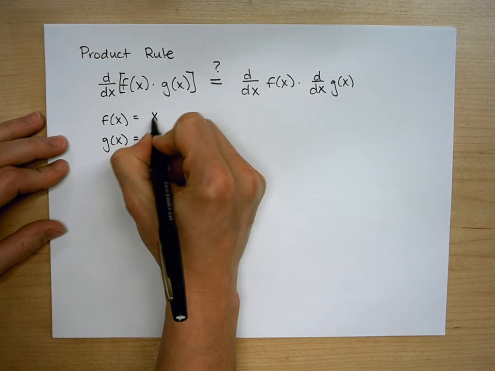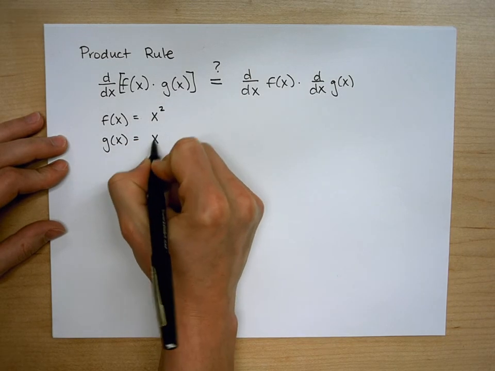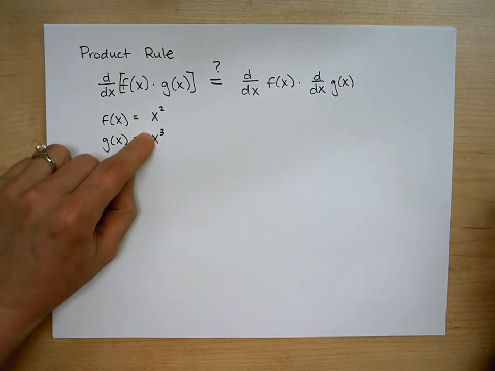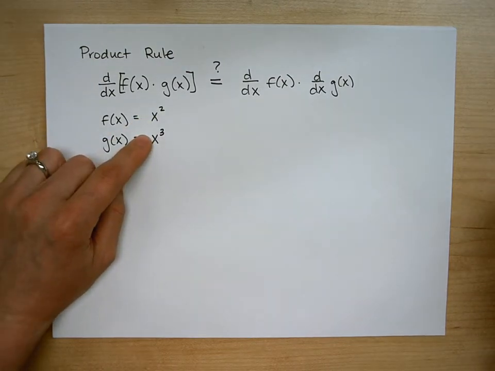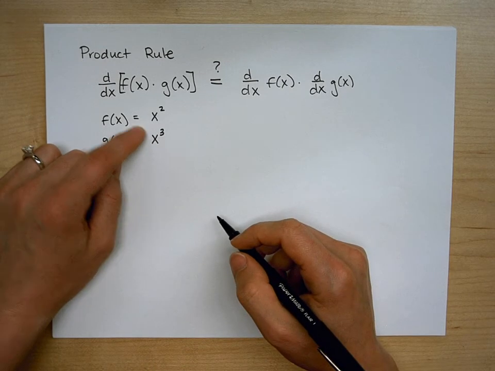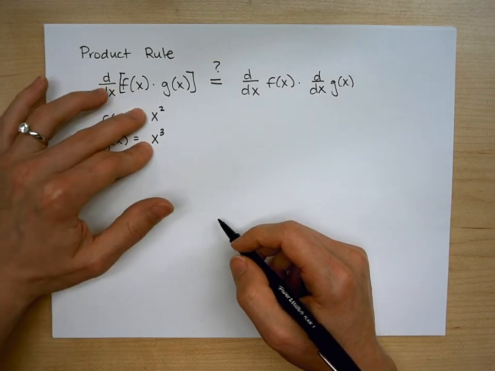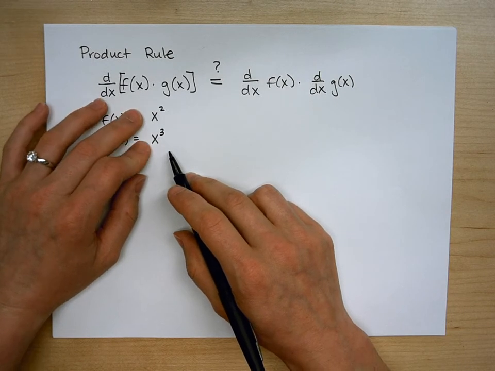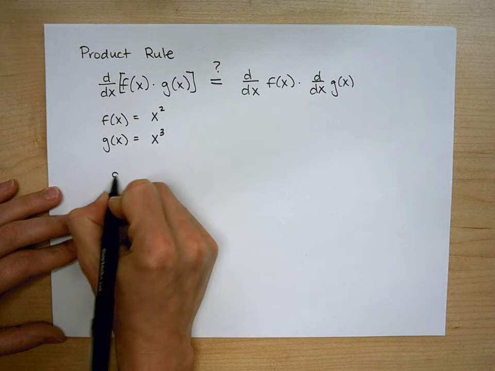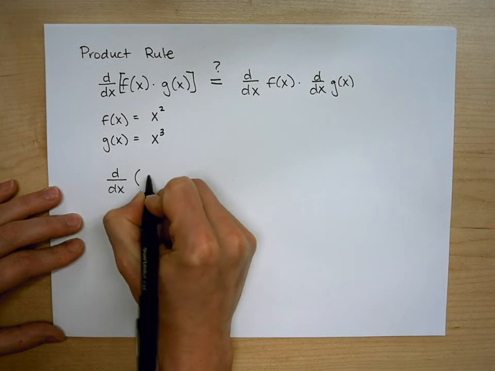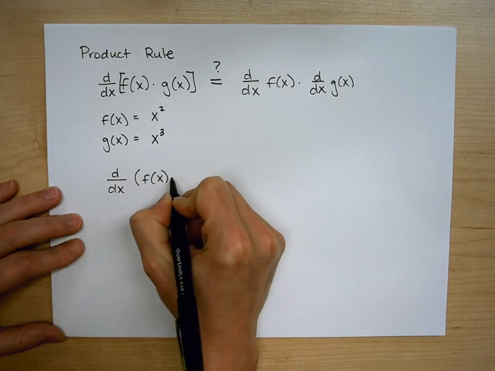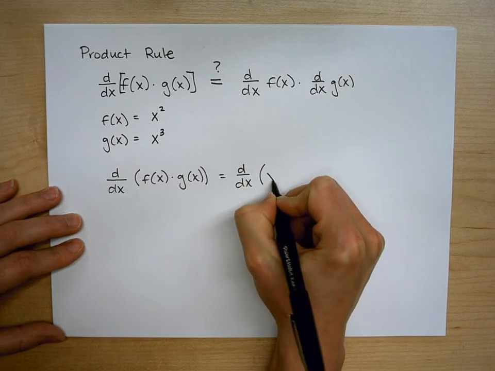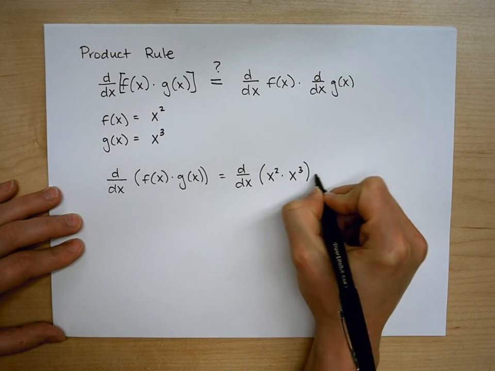So maybe we could pick f of x to be x squared, and g of x to be x cubed. And one of the reasons I'm picking power functions like this is, one, we already know how to take the derivative using the power rule, and two, if I multiply these two together, I know how to combine those using our rules of exponents. Okay, so let's come down here and see if this is going to work out for us. So I want the derivative of f of x times g of x. That would be the derivative of x squared times x cubed.